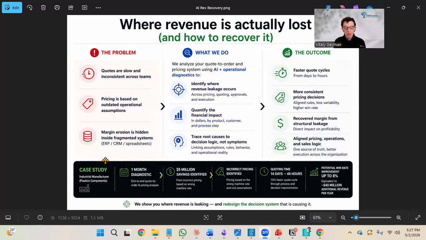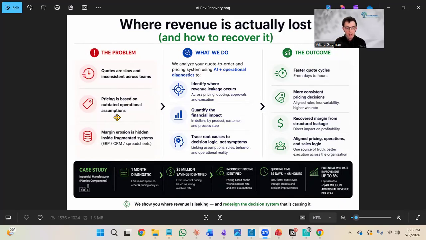Very often in manufacturing, the problem is a slow quote to order process. So the quotes are inconsistent across the teams. We're having pricing issues that are not competitive. There are definitely delays. And this analysis goes right to the heart of it. We'll look at quotes that are slow, that are inconsistent across teams.